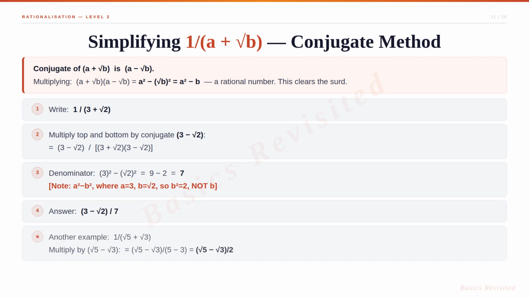Another example, 1 over root 5 plus root 3, multiply by root 5 minus root 3. Denominator becomes 5 minus 3 equals 2. Answer, root 5 minus root 3 over 2.